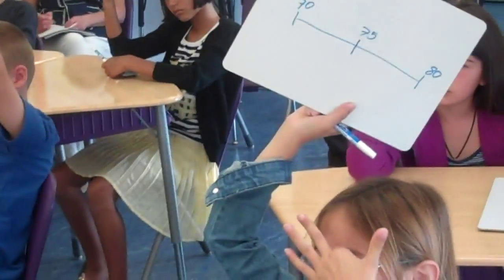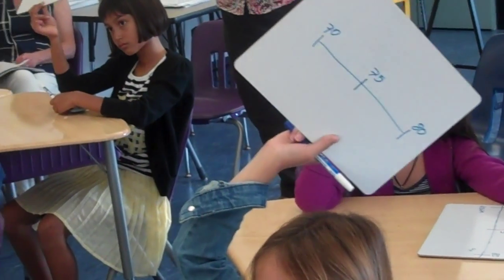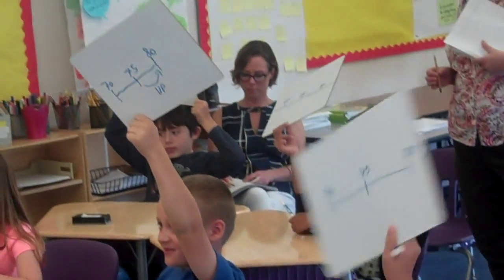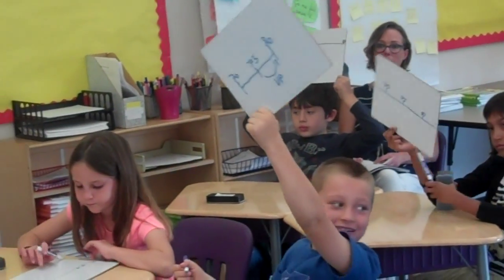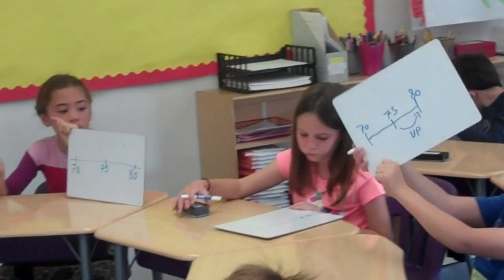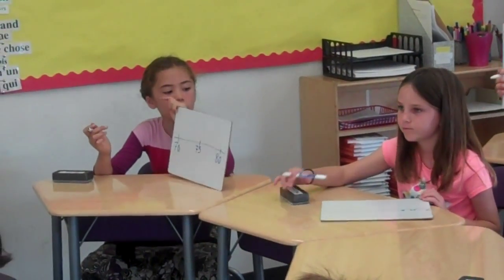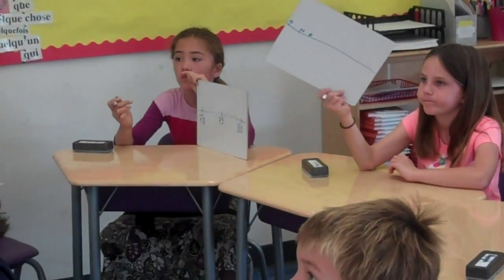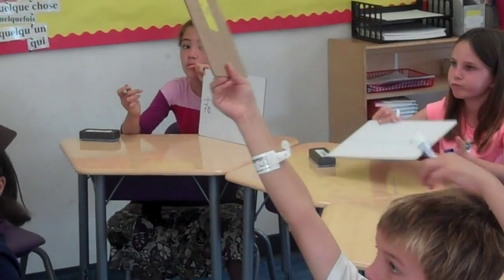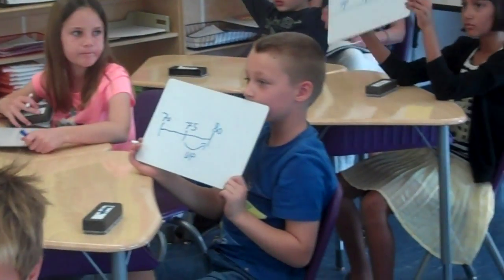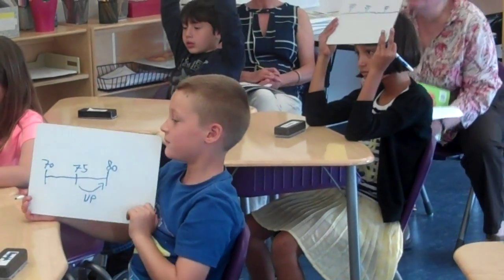Where's 60? Way far away, right? So we want to make a 10 number. So I'm looking at everybody's whiteboard. Show me. I like how Sophia has followed directions. What did I tell her to do? Show what I tell you to do. Show me the lower 10 that you might round down to and the higher 10 that you round up to.